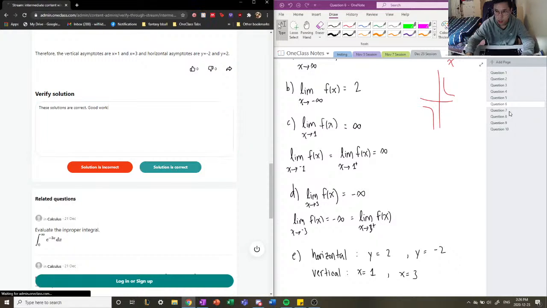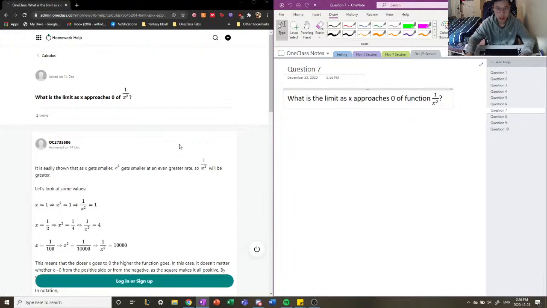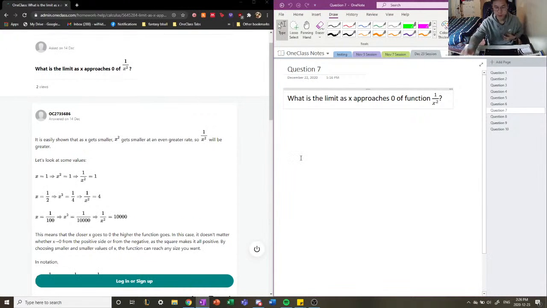Okay, all right, so question number 7 reads: what is the limit as x approaches 0 of the function 1 over x squared? This is a reciprocal function, as we saw here, and I'm just going to graph it out real quick.